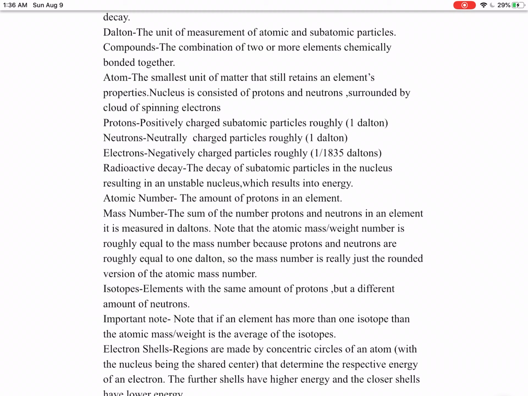So for example, in oxygen, the mass number is 16 because there's 8 protons and 8 neutrons, but the atomic weight is 15.9994 because it accounts for the size being a little bit less than a Dalton. So all you really need to know is that the mass number is simply the rounded version of the atomic weight, and you calculate this by summing the amount of protons and neutrons.